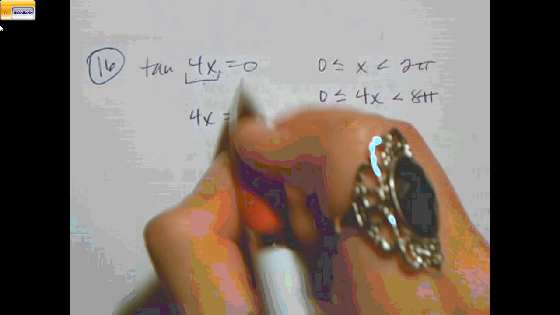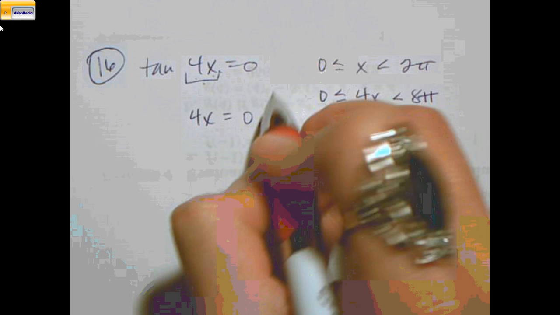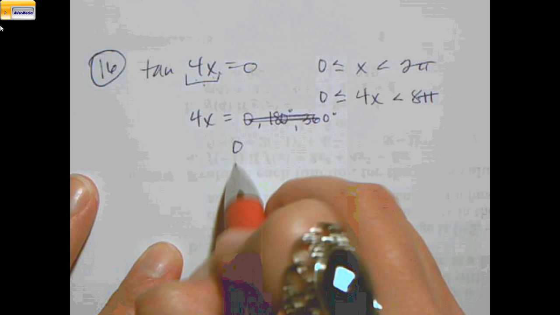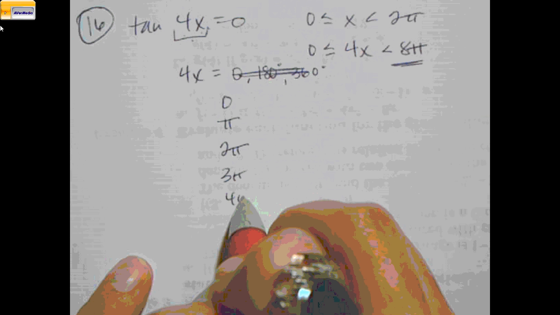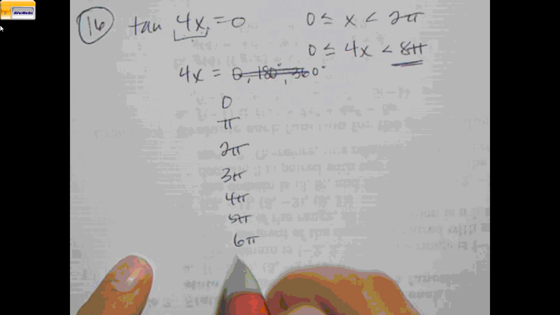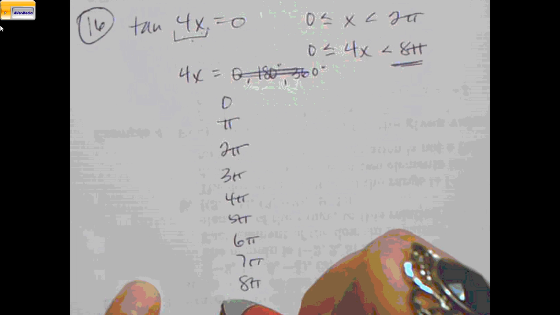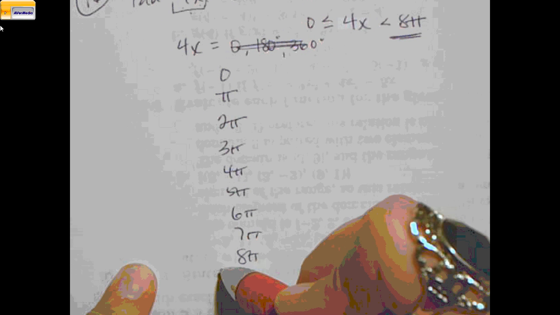So 0 degrees, or 0, right? Pi, so 180 degrees, right? 360 degrees. Oh wait, I'm in degrees. Hang on. I need to be in radians. My bad. This is radians. How about this? 0, pi, 2 pi, and we've got to keep going. We're going all the way to 8 pi. Yep, it's pretty much every pi, isn't it? 5 pi, 6 pi, 7 pi, 8 pi, and 4x equals every one of those.